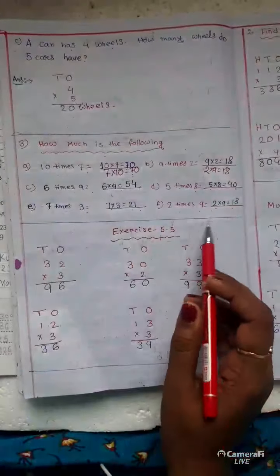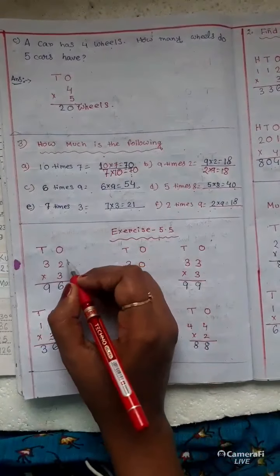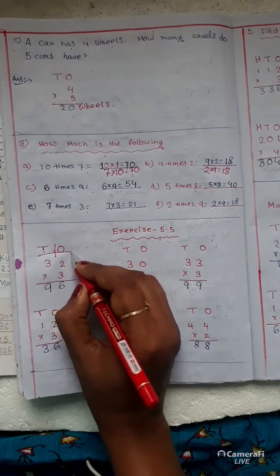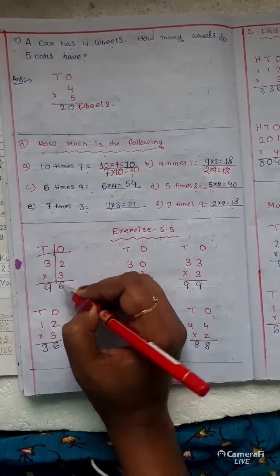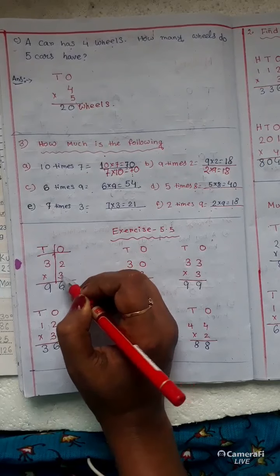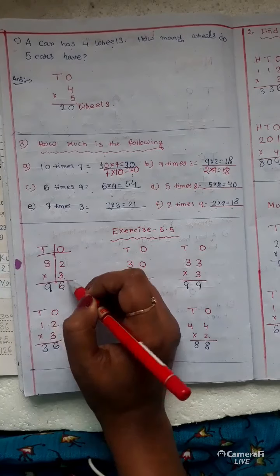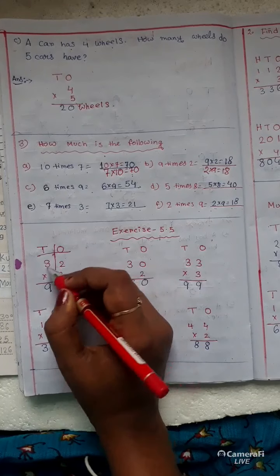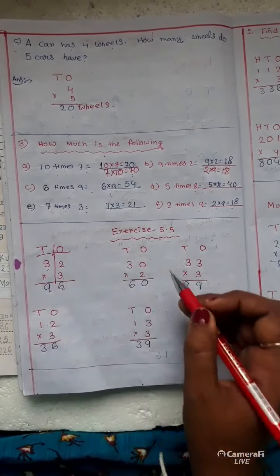Now exercise 5.5. I taught you children that whenever you are doing anything, you will start with ones place. So you can see in ones place 2 into 3. So 2 into 3 is 6. 3 into 3 is 9. First we will complete the section of ones place, then we will go to the next tens place.